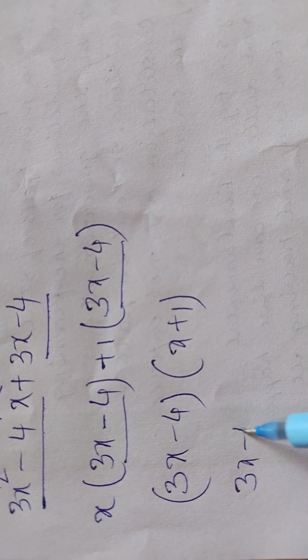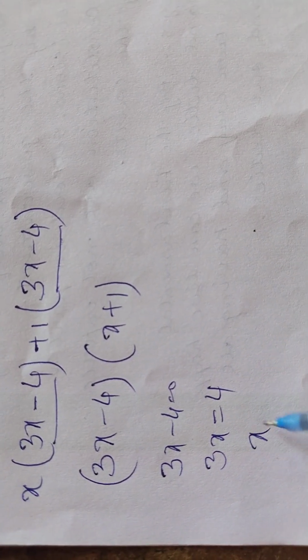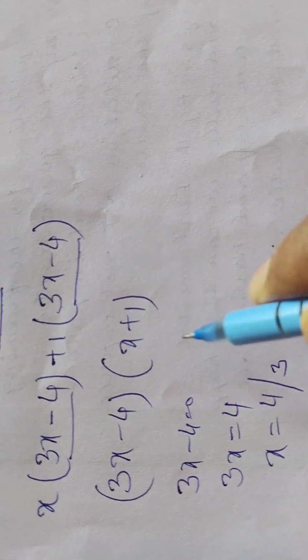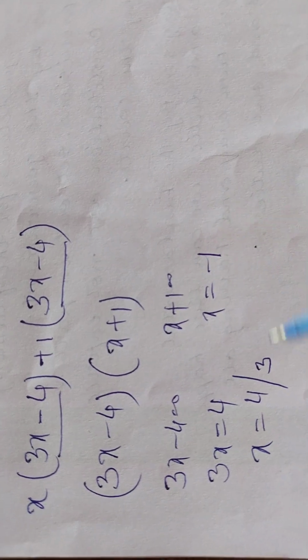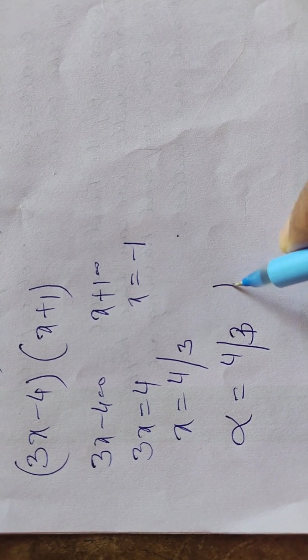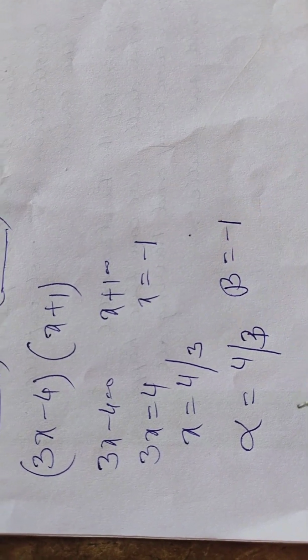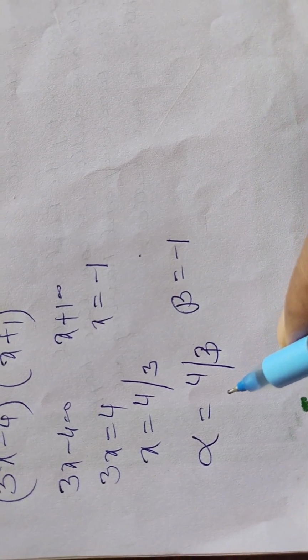So take 3x minus 4 equal to 0. So 3x is equal to 4, x is equal to 4 by 3, and here x plus 1 equal to 0, x is equal to minus 1. So here alpha is equal to 4 by 3 and beta is equal to minus 1. You can take this as alpha, this as beta, no problem, but both are the two zeros only. Now come to the point: we have to verify the relation. Alpha is equal to 4 by 3, beta is equal to minus 1.